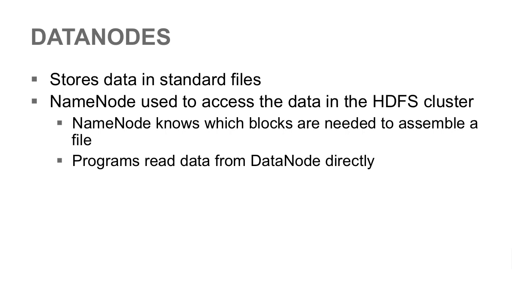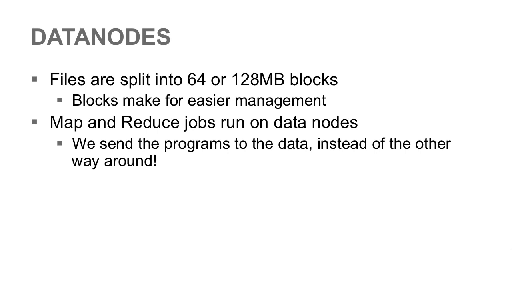The second part of our hardware infrastructure consists of data nodes. Data nodes are going to do the processing, and they also store the data in normal files. We have seen that HDFS is built on top of the ordinary Linux file system. Now, the name node needs to know what are all the different blocks that are needed to assemble a file and treat it as one unit. So the programs will read the data from data node directly, having direct access to the data. And we already mentioned that a typical organization is that the large files are split into blocks, usually 64 or 128 megabytes. And having larger blocks makes for easier management.